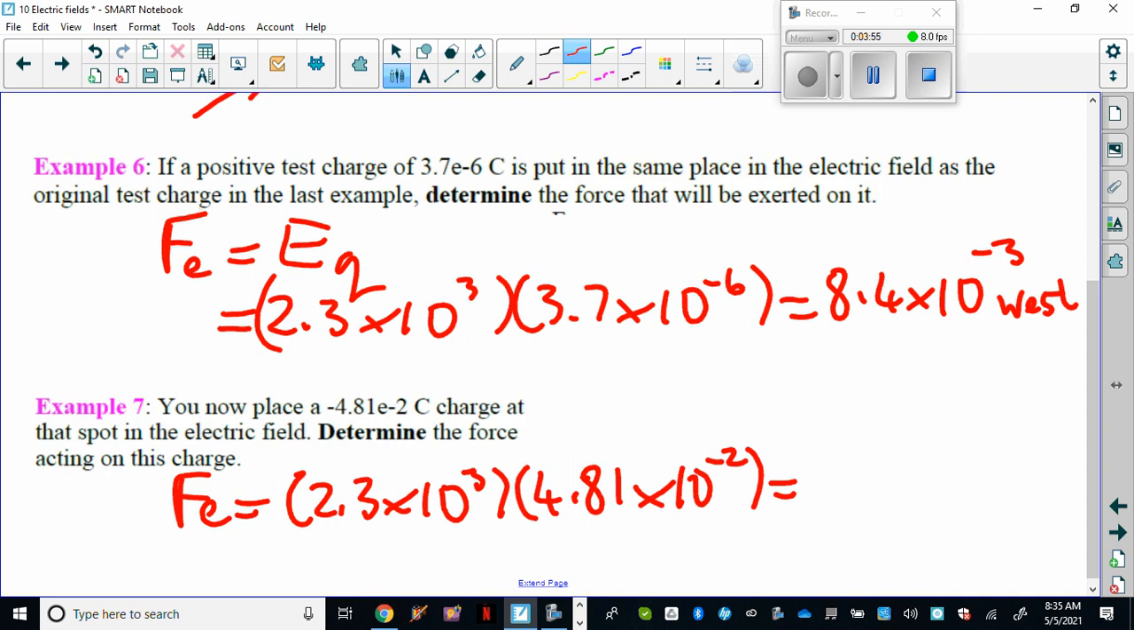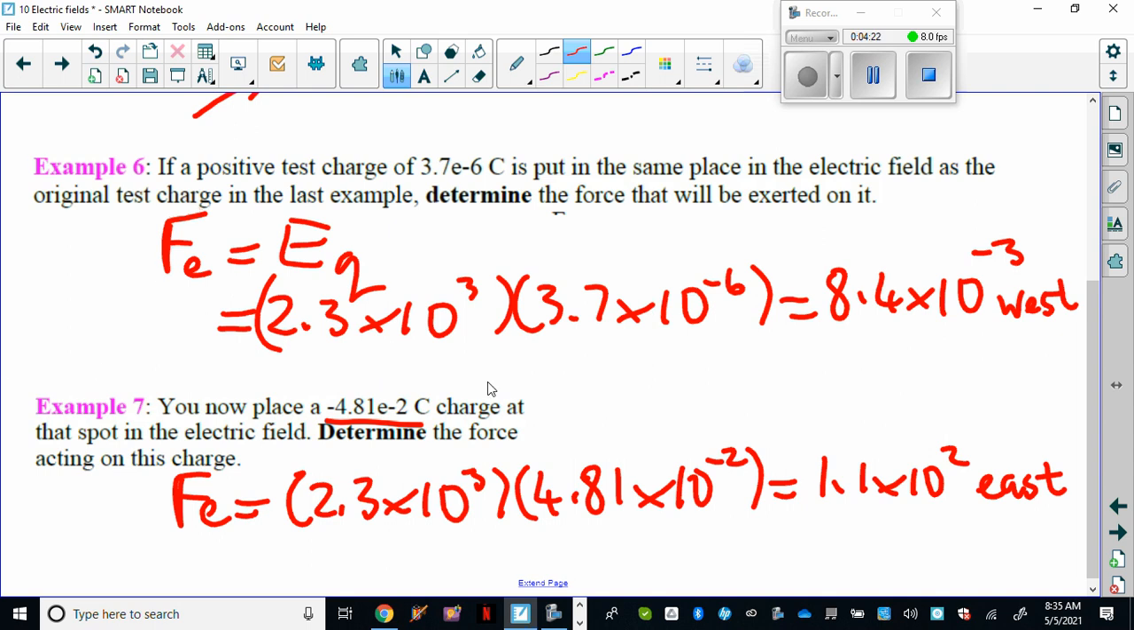2.3 E3 times 1.1 times 10 to the 2. Because the charge is now negative, what's the force acting on this charge? It's obviously going to be the opposite direction. It's going to be east.